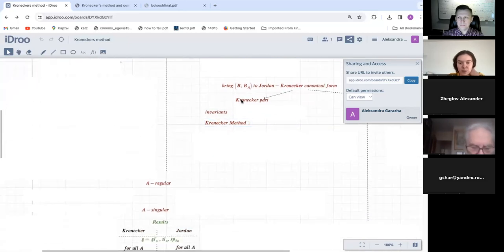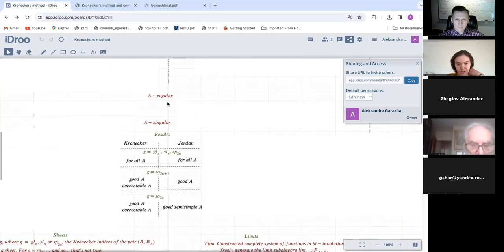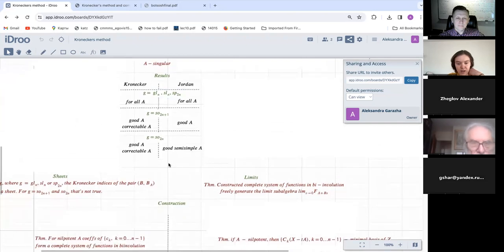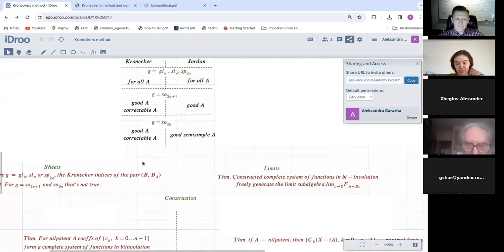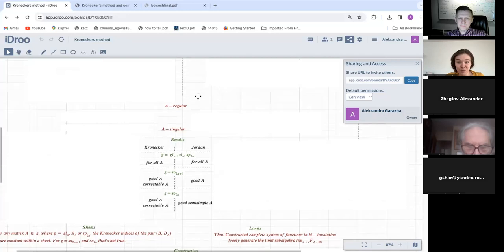And then, in the case when this element A is regular, we will obtain some results and we will see what it means from a geometric point of view. And when element A is singular, this problem was open, and I will tell my results: which results I obtained, and what the construction was. So the plan is like that. Let's start from the beginning.